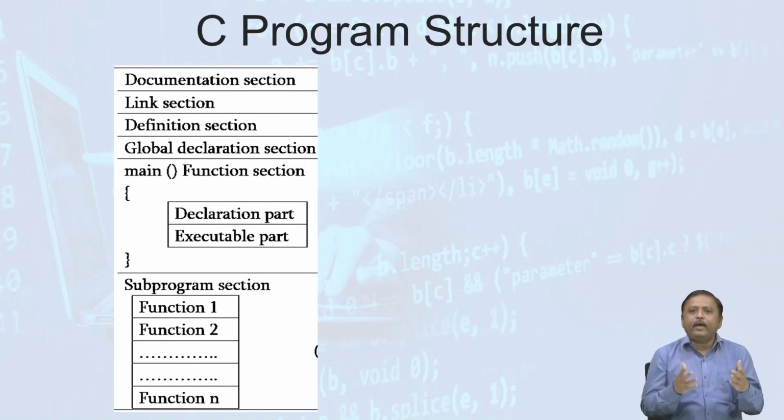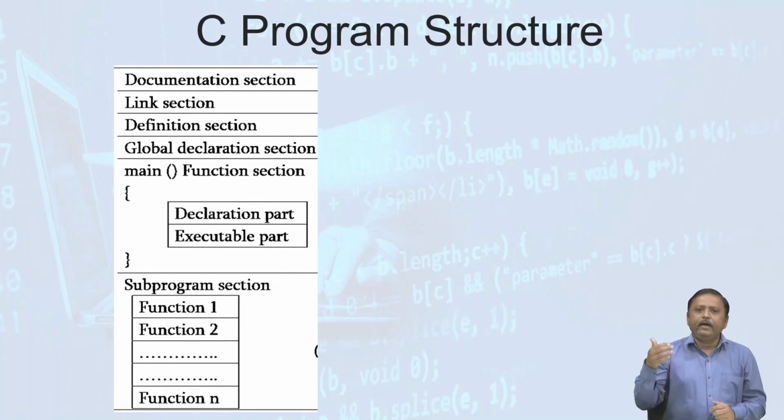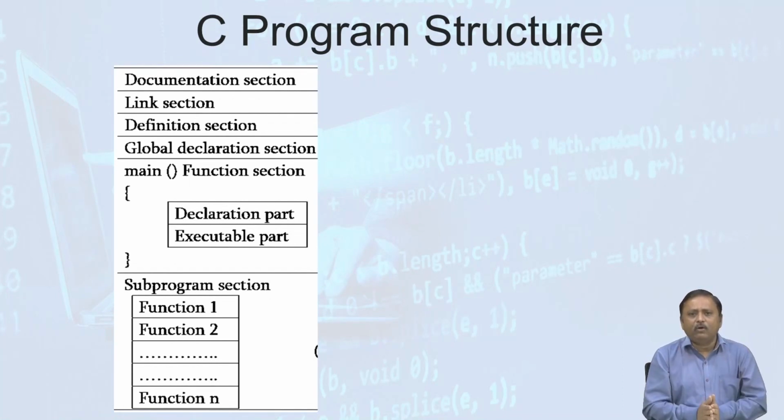Now C is a procedure oriented programming language, right? So you can define n number of procedures or functions in your program. Functions other than main are generally defined at the bottom of the main program. That is known as the subprogram section, where you declare n number of functions as per your requirement. So this is just the skeleton or structure of C program.